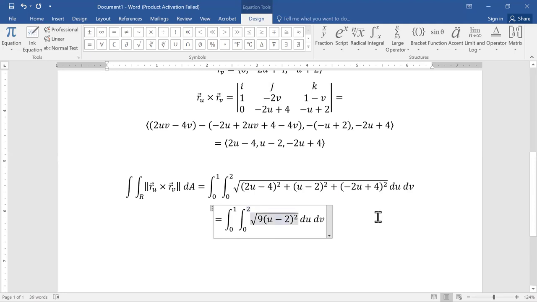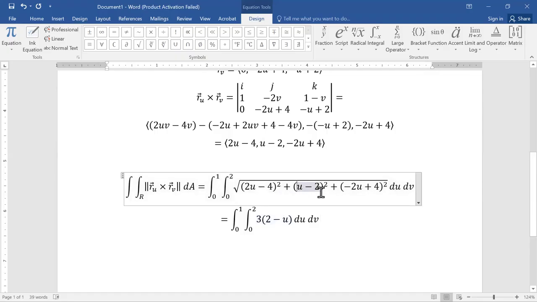I have to be a little bit careful about this. If I go 3 times u minus 2, I actually don't get the right answer, because notice my u values are all between 0 and 2. So if I want the positive square root, I need to switch the order to 2 minus u. That way I get positive values when I plug in values between 0 and 2. And again, u minus 2 squared is the exact same thing as 2 minus u squared.